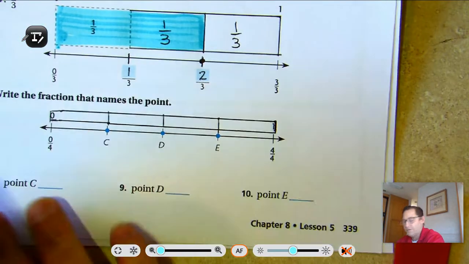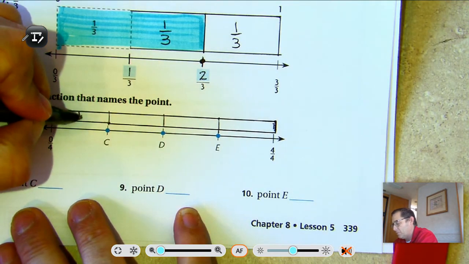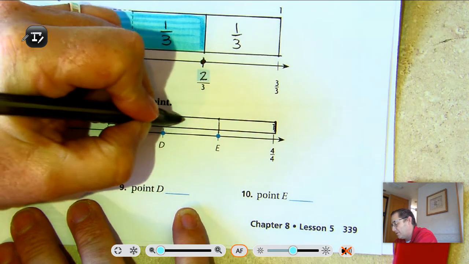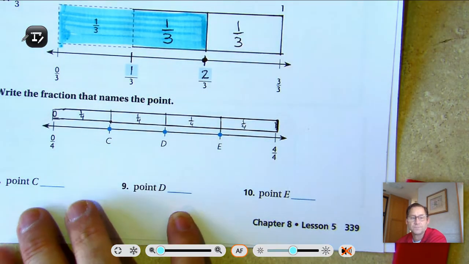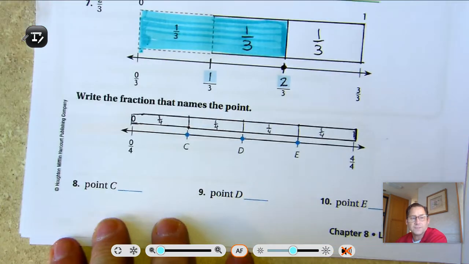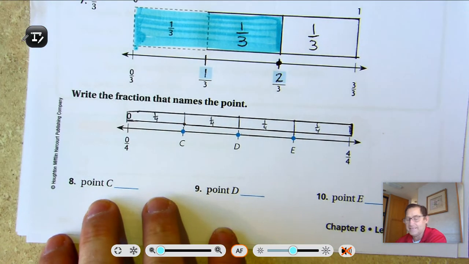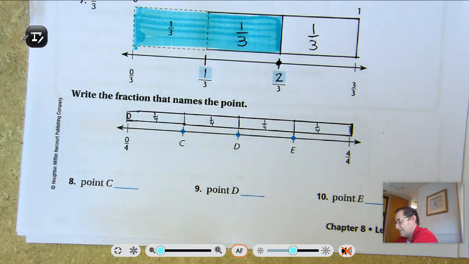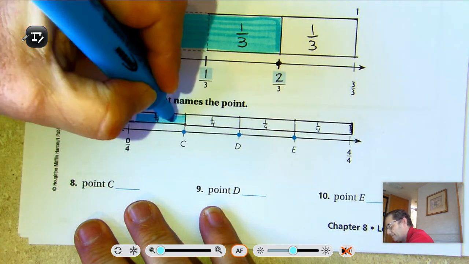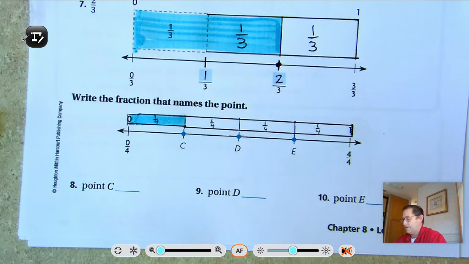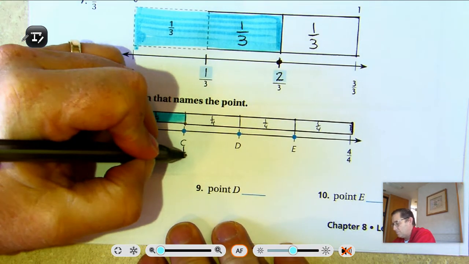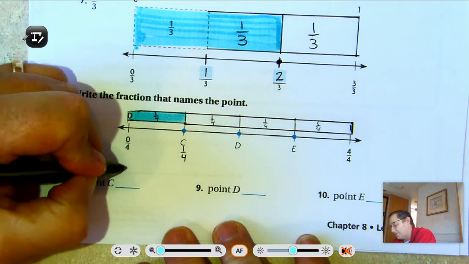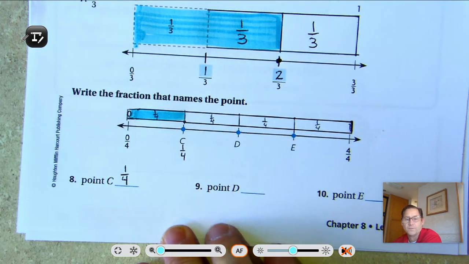So I went ahead and drew in fourths. So this is 1/4, this is 1/4, this section's 1/4, and that section's 1/4. So it wants us to find point C. Well, point C is the first point on the number line, and it's right here. So 0/4, 1/4. So point C is at 1/4.